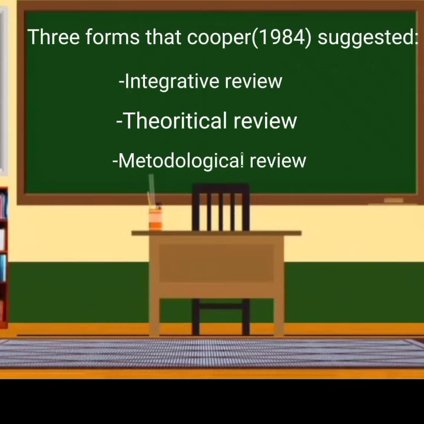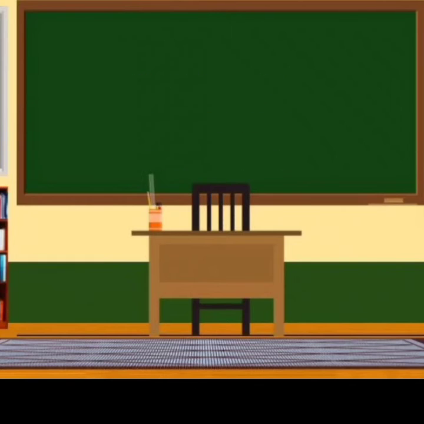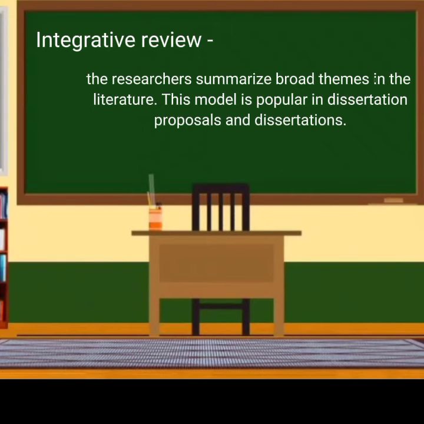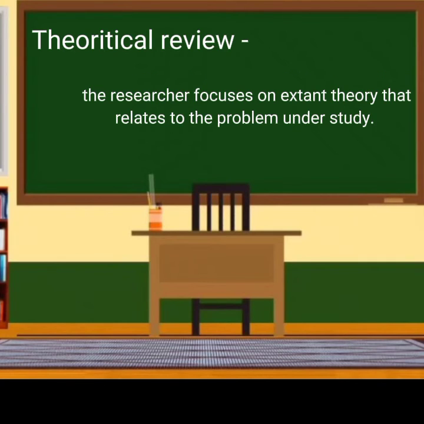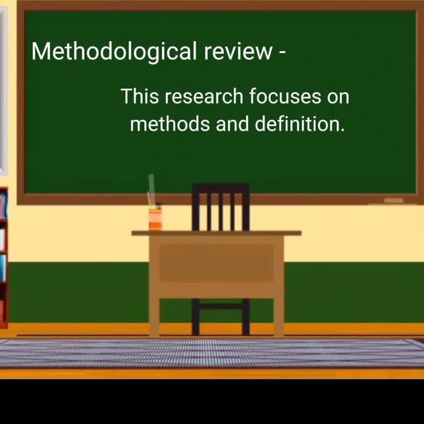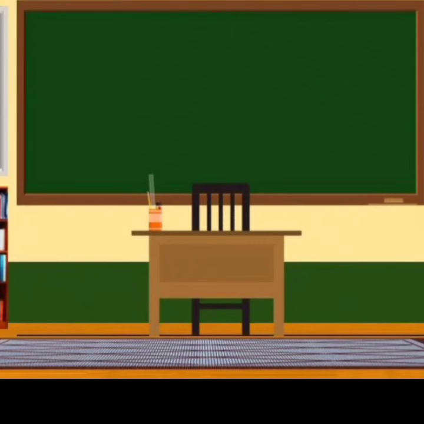There are three forms that Cooper 1984 suggested: integrative, theoretical, and methodological review. Integrative review. The researcher summarizes broad themes in the literature. This model is popular in dissertation proposals and dissertations. Theoretical review. The researcher focuses on extant theory that relates to the problem under study. Methodological review. This focuses on methods and definitions.